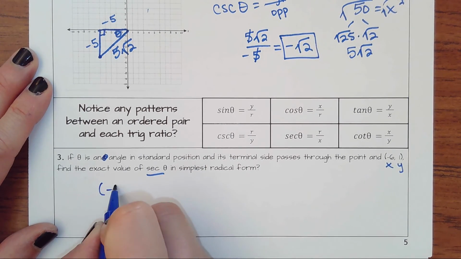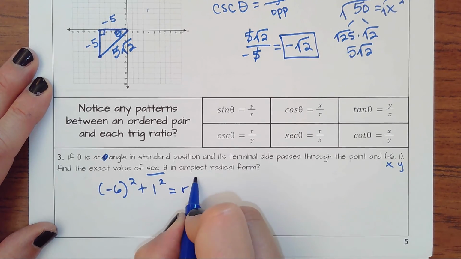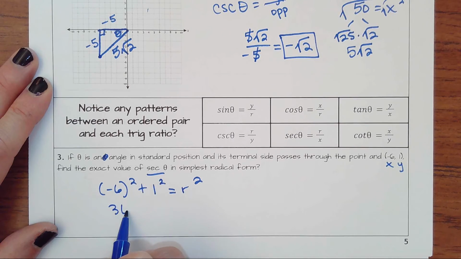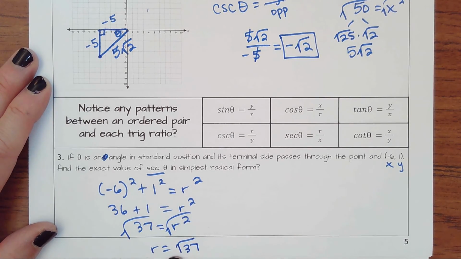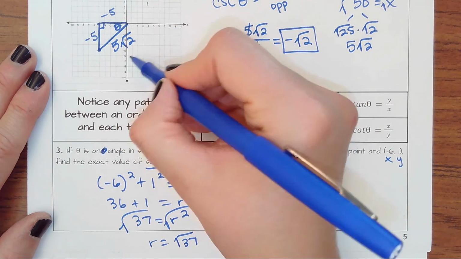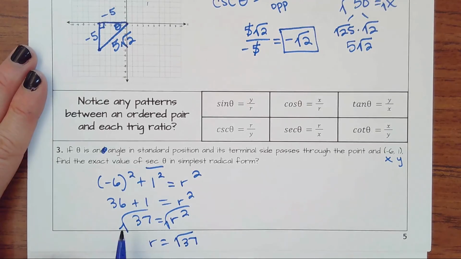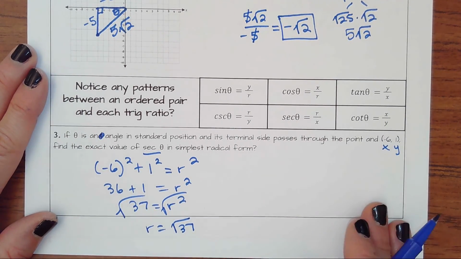So I could just say, okay, negative 6 squared plus 1 squared equals some radius squared. That'd be 36 plus 1, 37. So the radius is the square root of 37. And your radius will always be positive, not only because this is talking about a circle, and so we can't have a negative radius, but also because you're using the Pythagorean theorem, which squares negative numbers and always makes them positive.